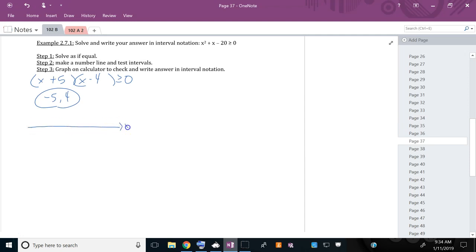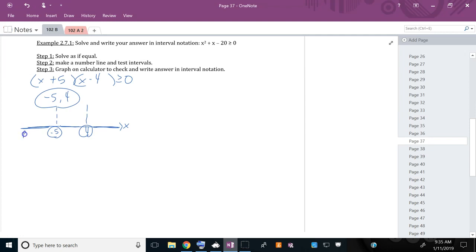First, I'm going to make a number line of x values. And let's put those two numbers that we just got on that number line. We've got three intervals of numbers then. The numbers that are less than negative 5, numbers that are between negative 5 and positive 4, and then numbers that are greater than positive 4. So we're going to pick test numbers in each of those intervals.